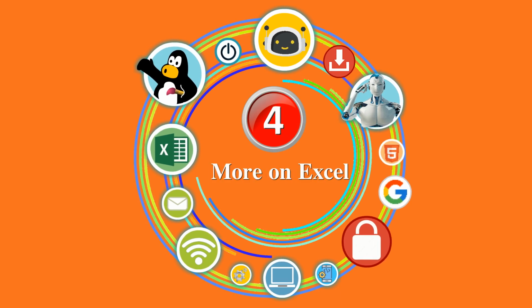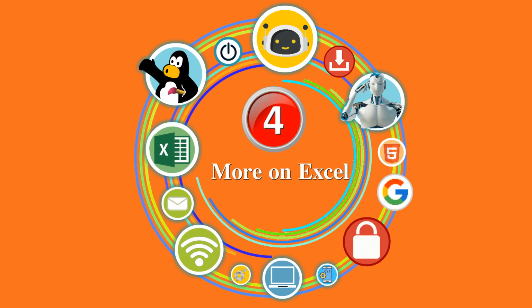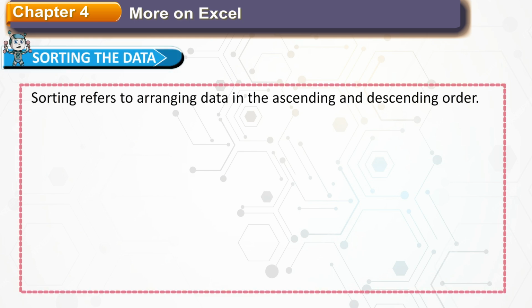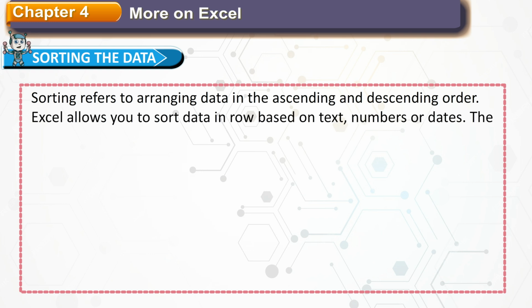Chapter 4. More on Excel. Sorting the data. Sorting refers to arranging data in the ascending and descending order. Excel allows you to sort data in a row based on text, numbers or dates.